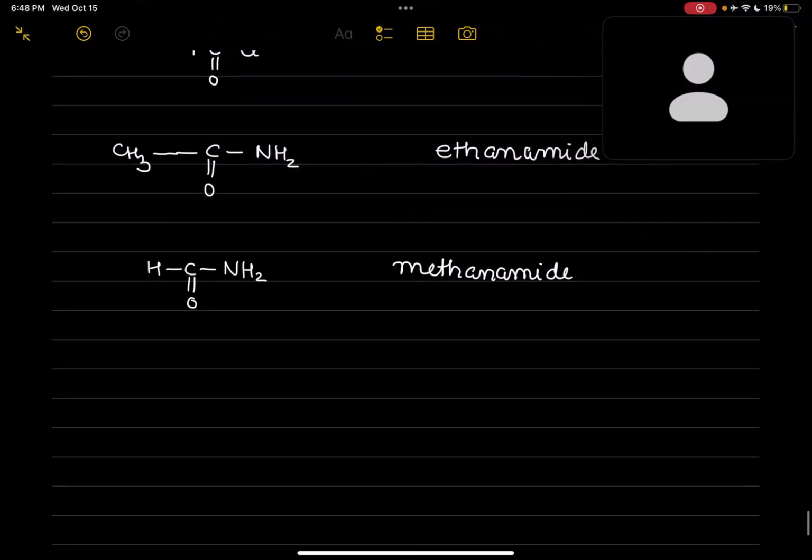After amide, you have CN also, but CN is not very common. I can take some example. Then you have aldehydes and ketones. What is the IUPAC name of this compound?